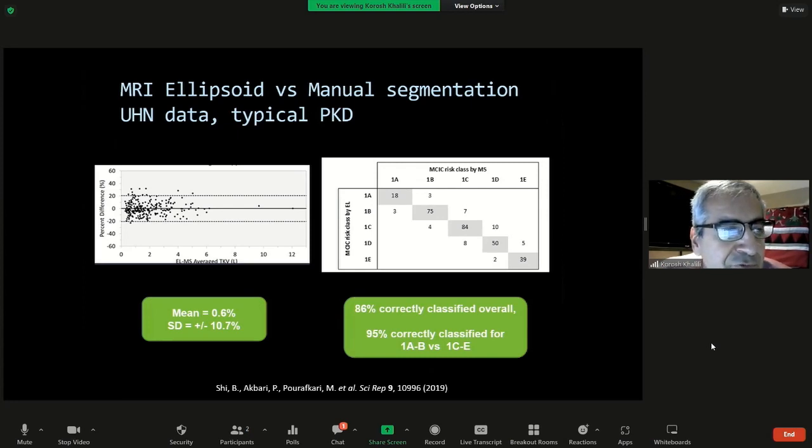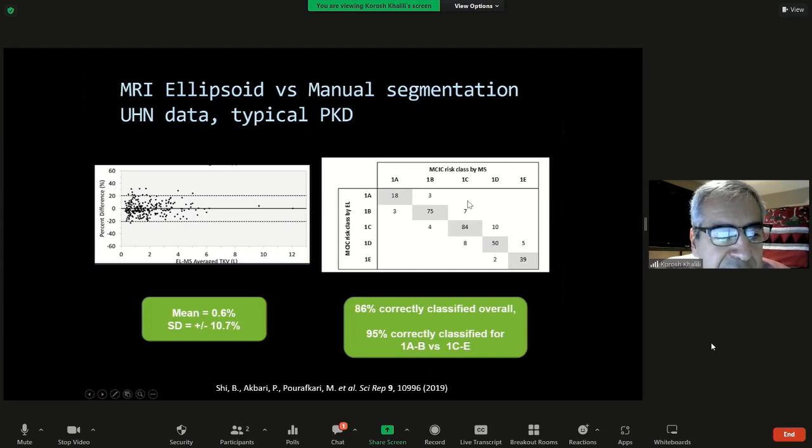Us and others have done studies looking at how well MR ellipsoid, this rapid, relatively quick way of measuring total kidney volume, compares to the gold standard manual segmentation. And when we look at the measurements, we can see that the measurements most of the time will be well within 20% of each other. The standard deviation of about 2/3 of the measurements will be about 10% different when we use ellipsoid compared to manual segmentation. So it's not so bad. It's pretty good.